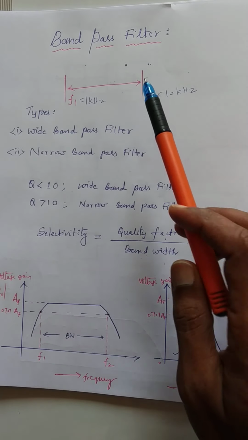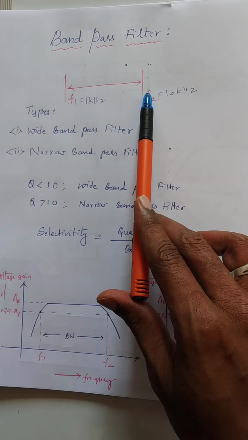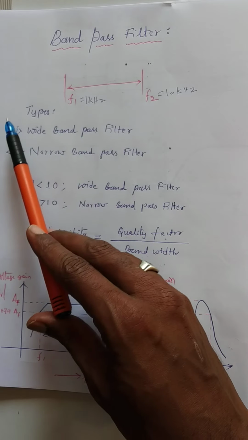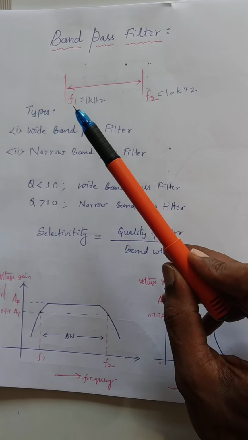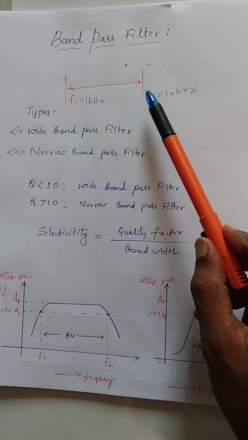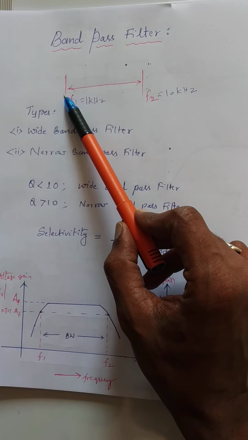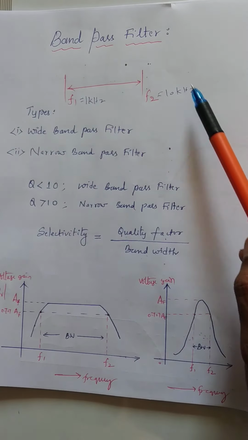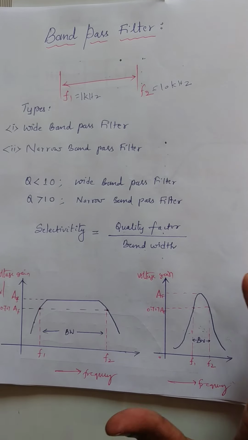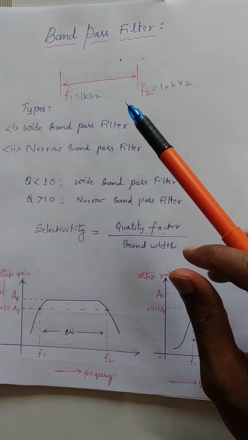A band pass filter passes a band or range of frequency signals and blocks or attenuates the signals outside this band. Suppose I want to pass the signal frequencies between 1 kHz to 10 kHz, and I want to block the signal frequencies below 1 kHz and above 10 kHz, then I can use this band pass filter. This band pass filter is very useful in communication systems.